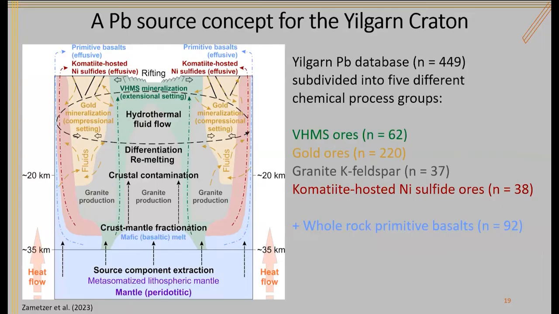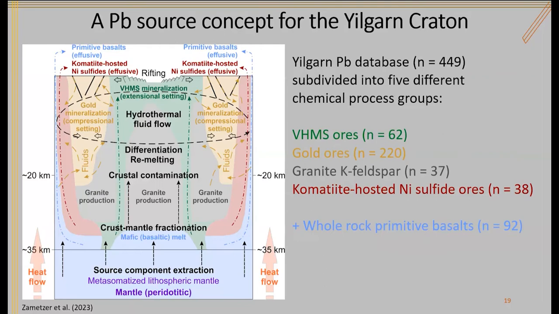In order to do that, I compiled a large lead isotopic database with pretty much everything that has been published previously, in addition to the granite K-feldspar data that we had acquired. So VHMS ores, volcanic hosted massive sulfides, form in extensional settings, but they form at the seafloor, at black smoker-like hydrothermal settings, but nowadays they're trapped as part of the continental crust.